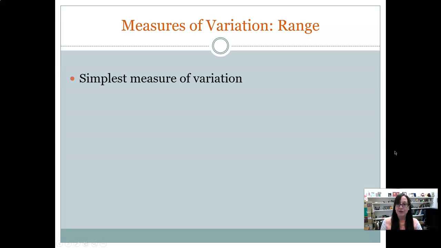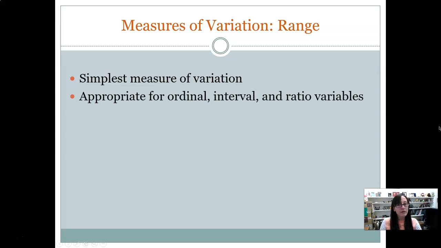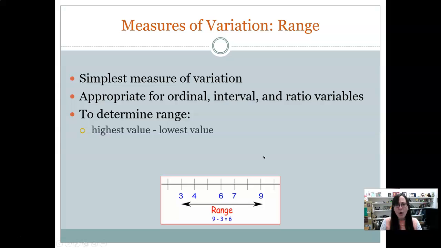So the simplest measure of variation is the range. And so the range is something you can use for ordinal, interval, and ratio level variables. Anything that you can put in order, you can say what the lowest is and what the highest is. You cannot use this for nominal level variables because you can't put those in any order, because they don't have an order. They're just different, but you can't put them in order from lowest to highest. So the range is super easy.